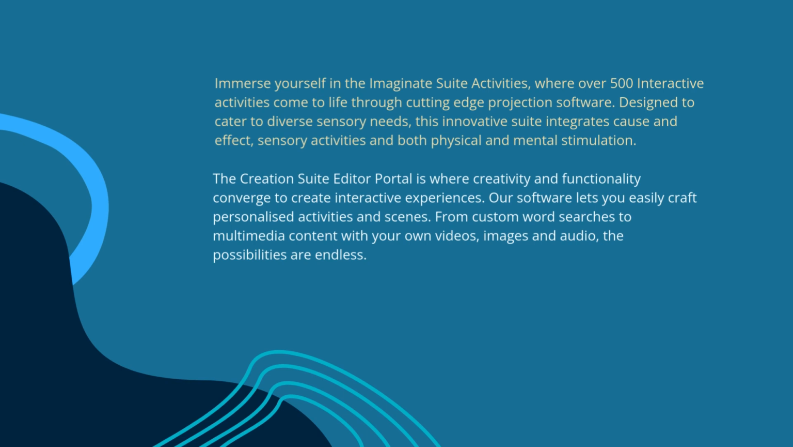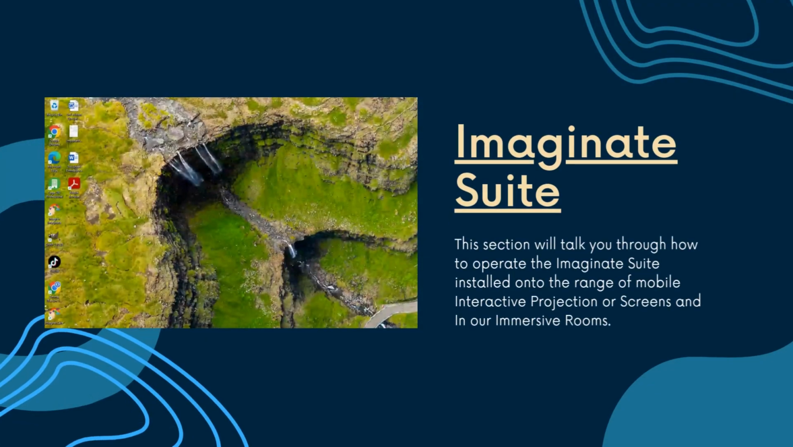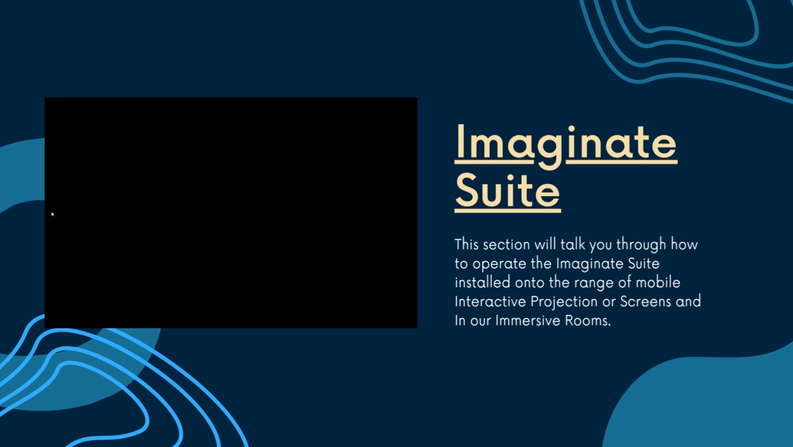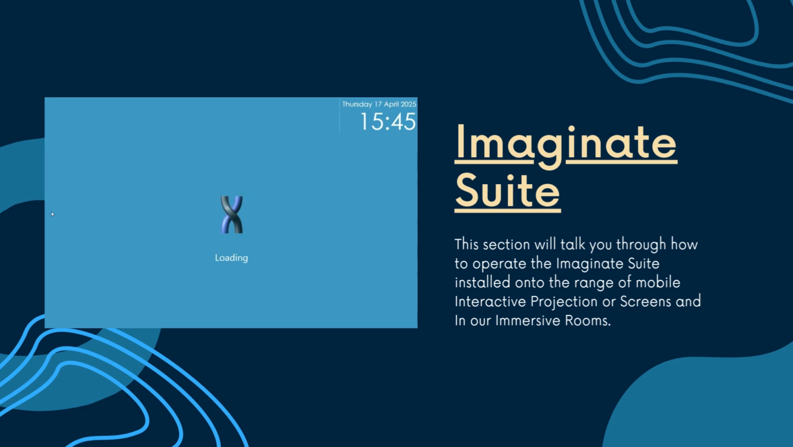So first, I'm going to load up the Imaginate suite. You'll see it go through a quick startup process. This is exactly the same whether you're using a portable device or working in your immersive room. It begins by validating your license. As long as you're connected to the internet, this will go through automatically, and the default interactive activities included with the suite will start to play.